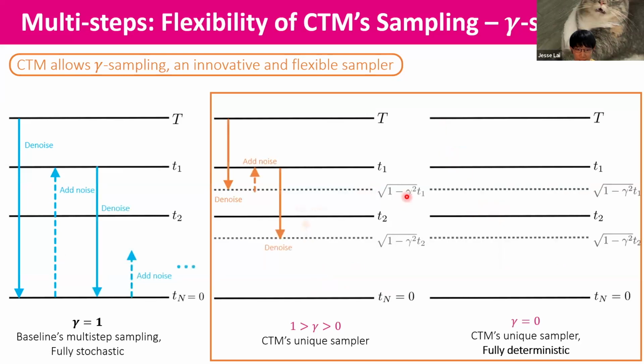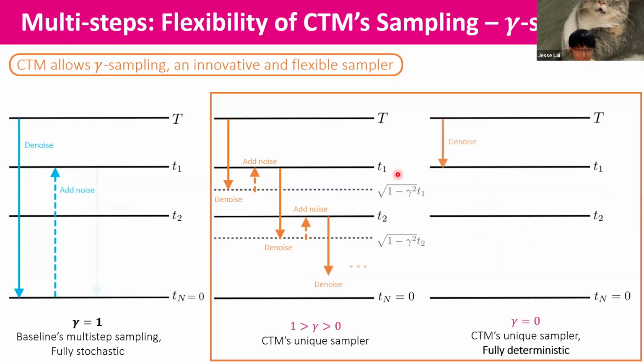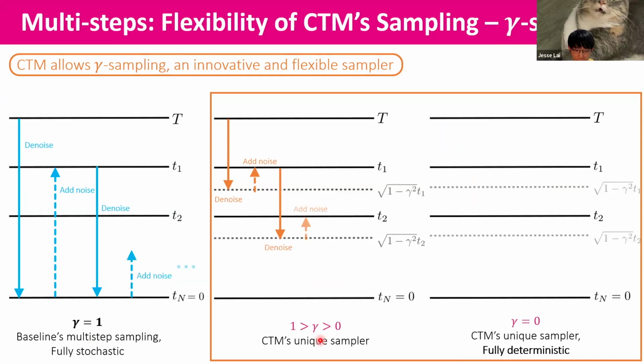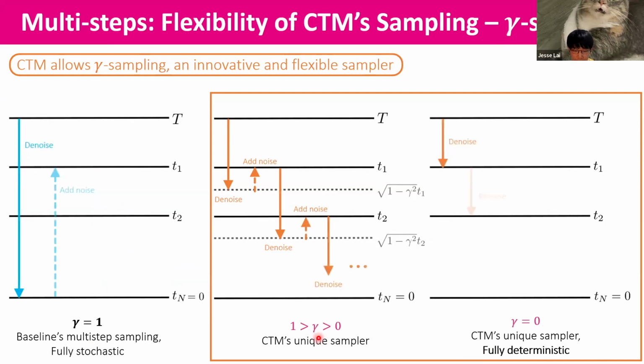Yes. So let me explain it again. Sorry about the messy notations here. For CTM, it can support gamma sampling where gamma is a pre-designed hyperparameter. When gamma is 1, it goes back to the CM's multi-step sampling. On the other hand, when gamma is 0, it is a fully deterministic sampling scheme. And you can also choose gamma in the middle, depending on your application. Does that make sense?